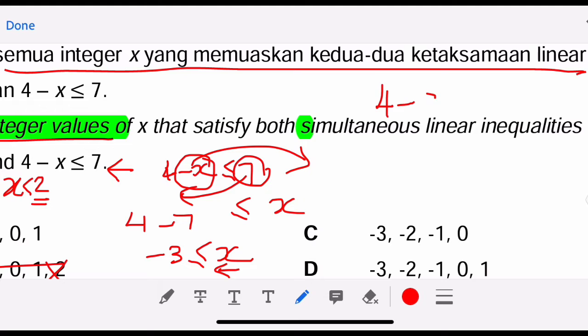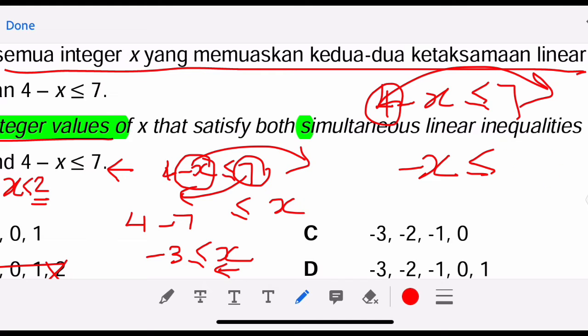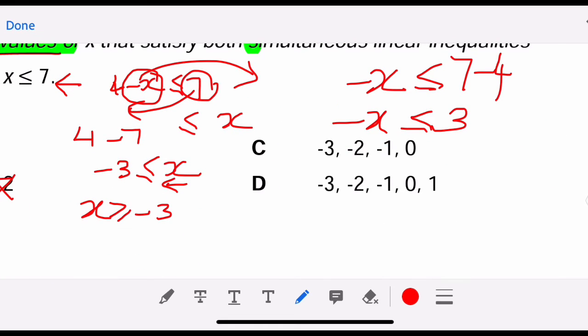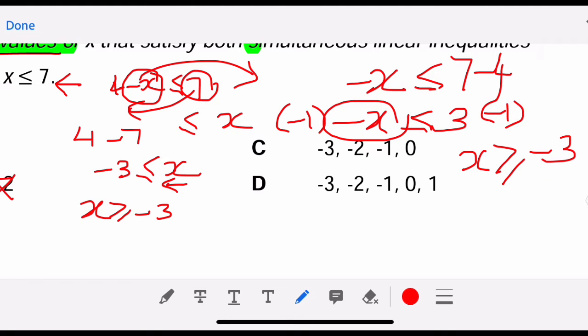4 minus x less than 7. I don't want to shift the x. I shift the 4. 4 goes to that side. 7 minus 4. So negative x less than 3. So in this case, you must be very, very careful. When you divide by a negative, you multiply by negative 1, becoming negative 3, right? So the sign here must be reversed, automatically reversed.